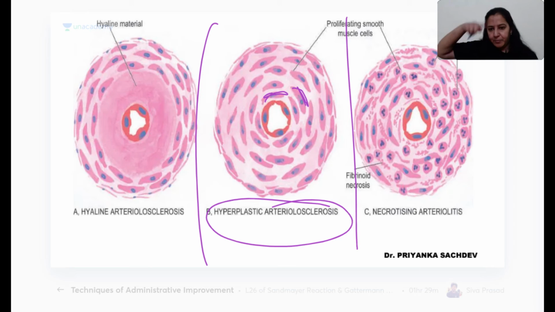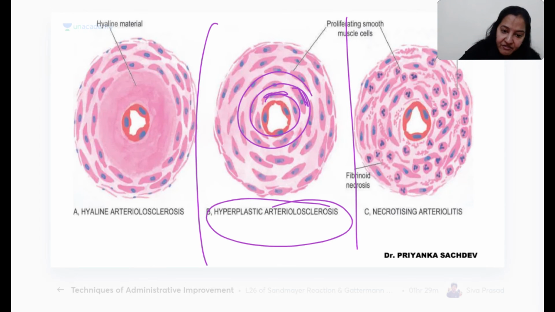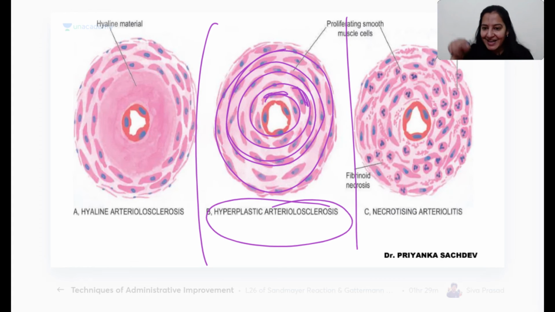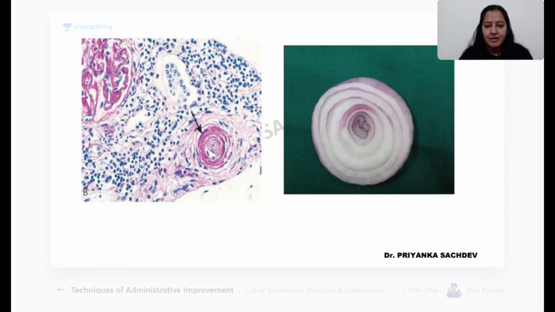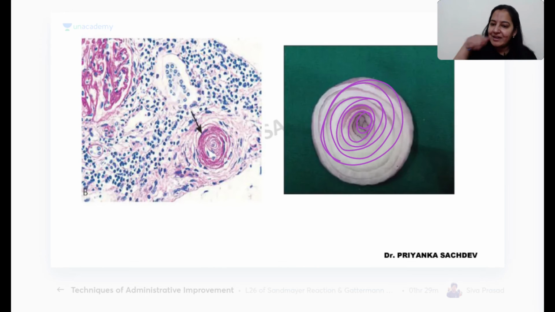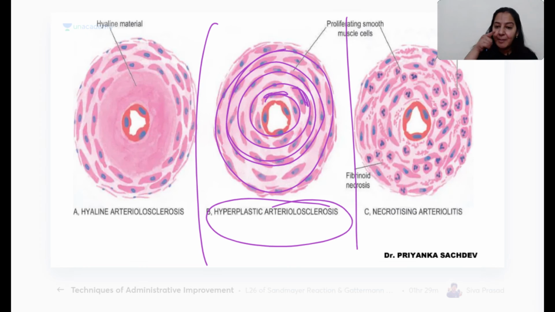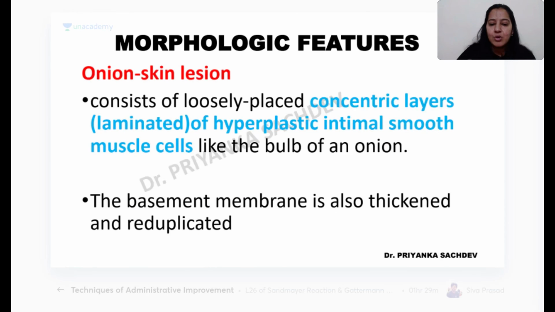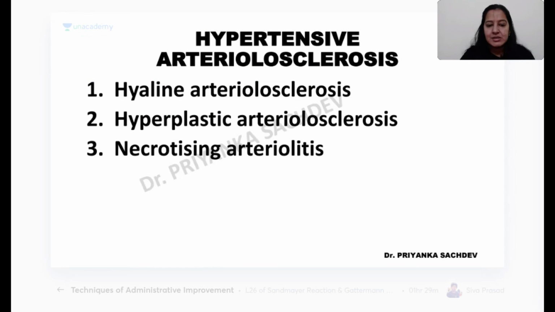Look at the media, the smooth muscle cells. They are proliferating in whorls. They are proliferating in laminated layers like an onion. Have you ever cut an onion? When you cut the onion, you can see the layers of the onion, like laminated or concentric layers. So here in the media, the smooth muscle cells are proliferating like the layers in an onion, in concentric layers known as laminated layers. So it is known as onion skin appearance. What is it known as?